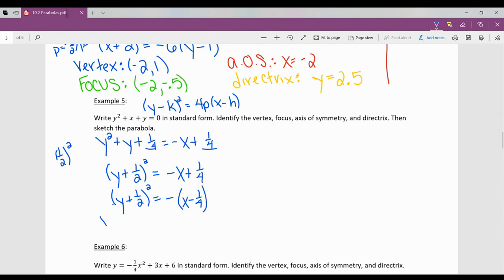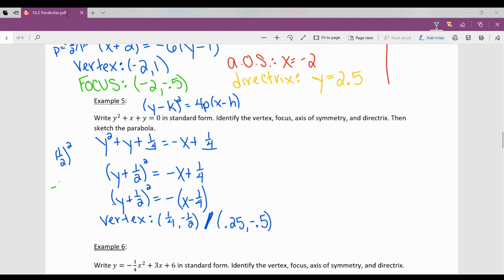So my vertex is 1/4, comma, negative 1/2. If I want to do it as decimals, that's fine. You can do that as decimals as well. You can write it as 0.25, comma, negative 0.5. That's all right. So my focus, let's talk about that now because we're dealing with decimals and such.